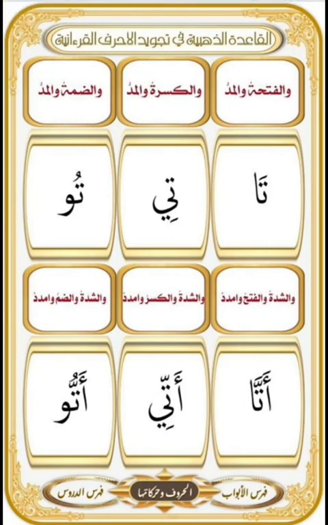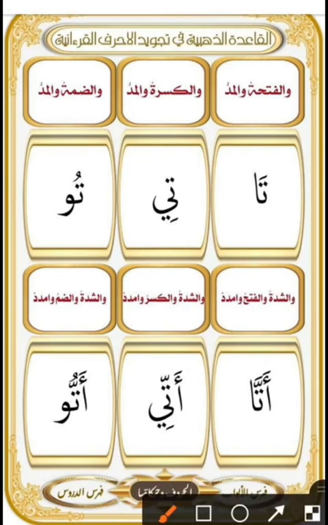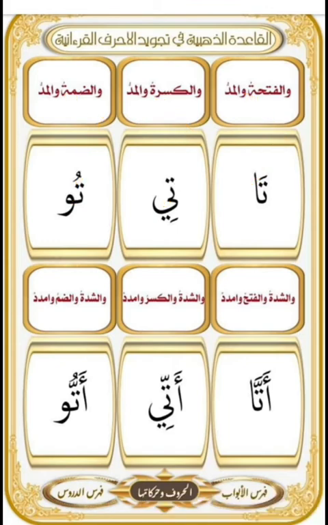والفتحة والمد تا، والكسرة والمد تي، والضمة والمد تو. Here we have the letter ta with the lengthening of the vowel fatha, and here the letter ta with the lengthening of the vowel kasra, and here the letter ta with the lengthening of the vowel dhamma.